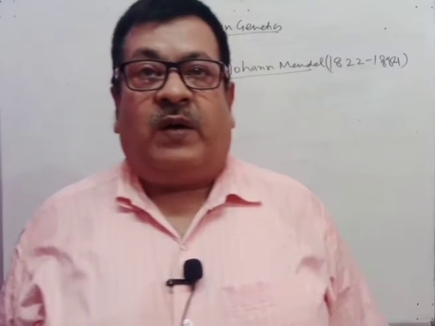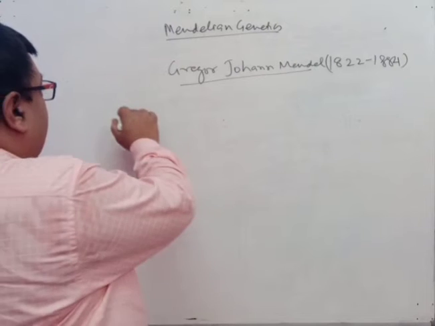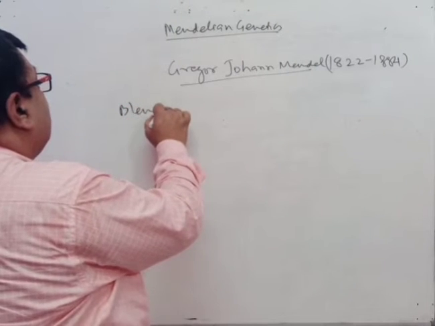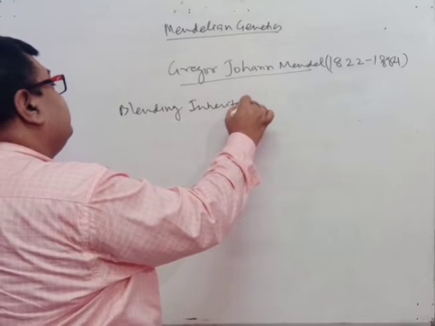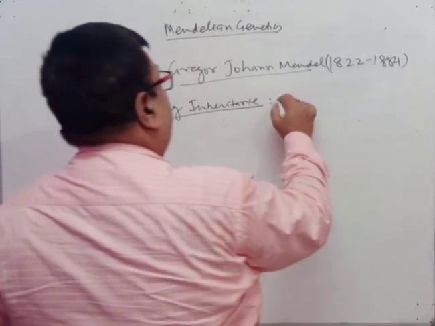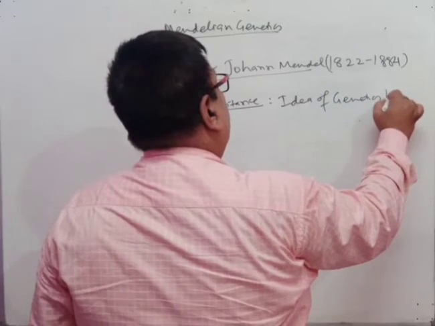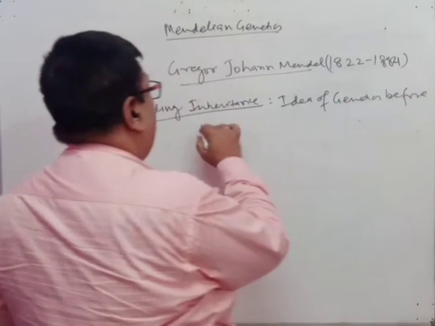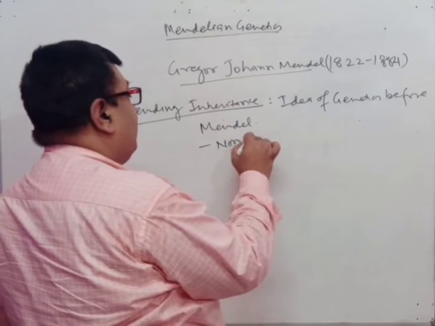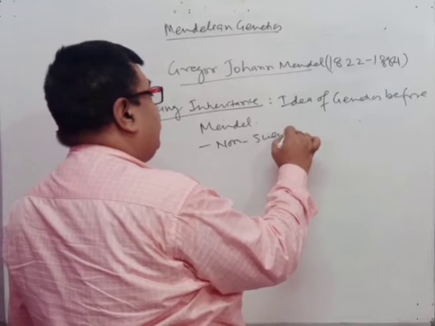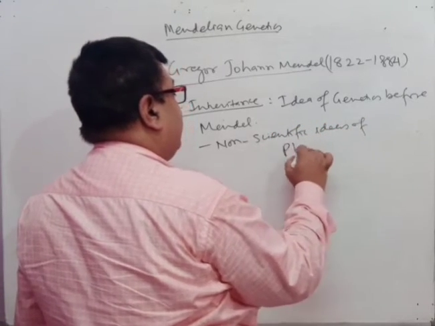Before Mendel, what was the idea of genetics? And that is called blending inheritance. Idea of genetics before Mendel. These are non-scientific ideas of philosophy.